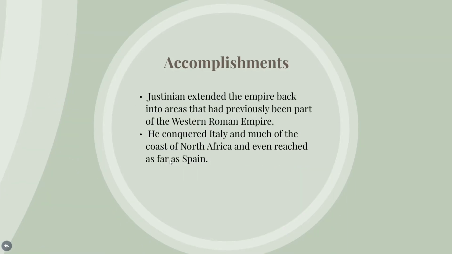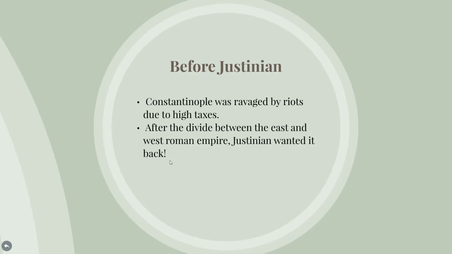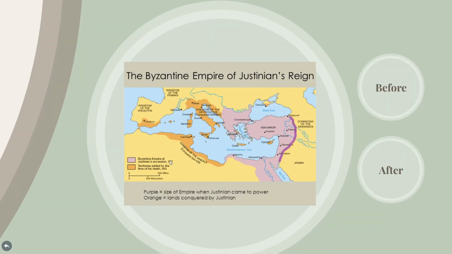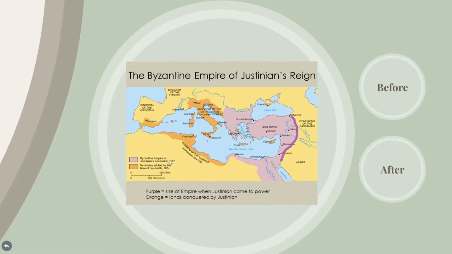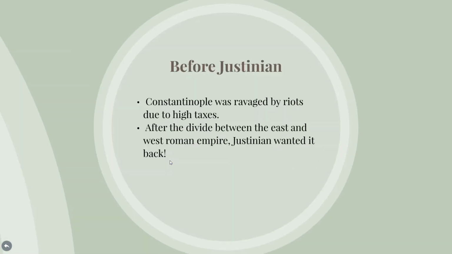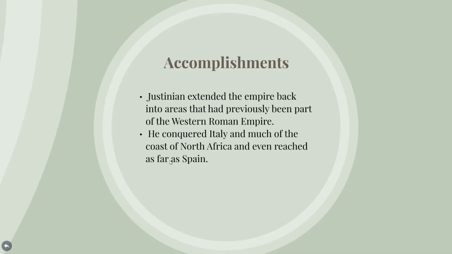Justinian extended the empire back into areas that had previously been part of the Western Roman Empire. He conquered Italy and much of the coast of North Africa and even reached as far as Spain. And we're going to go back just so we can look at that one more time. If you look, the Byzantine Empire really does circle the Mediterranean Sea, which was a huge passage for trade. And also it really enhanced civilization, being that close to water for many reasons.